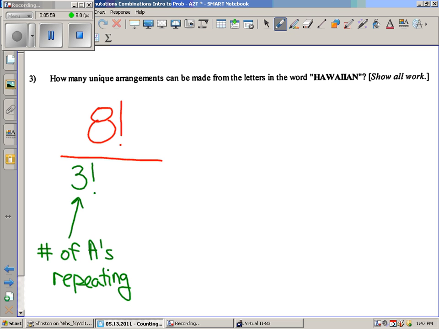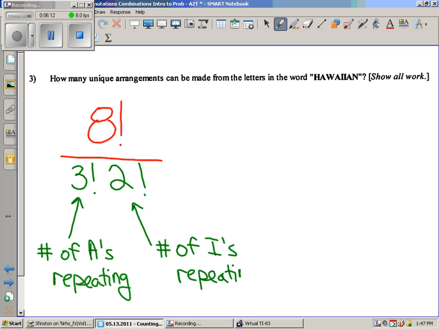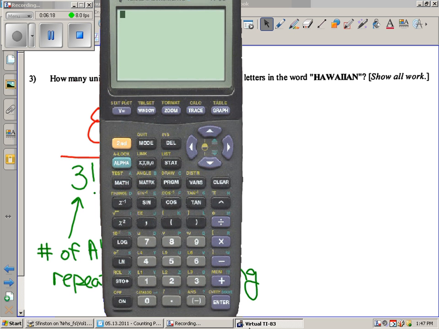Guess what else I got to divide out by? Very nice. Why? Good. Yep. And so I got to show you how to enter this into the calculator because people get this all messed up. Here's what you do.